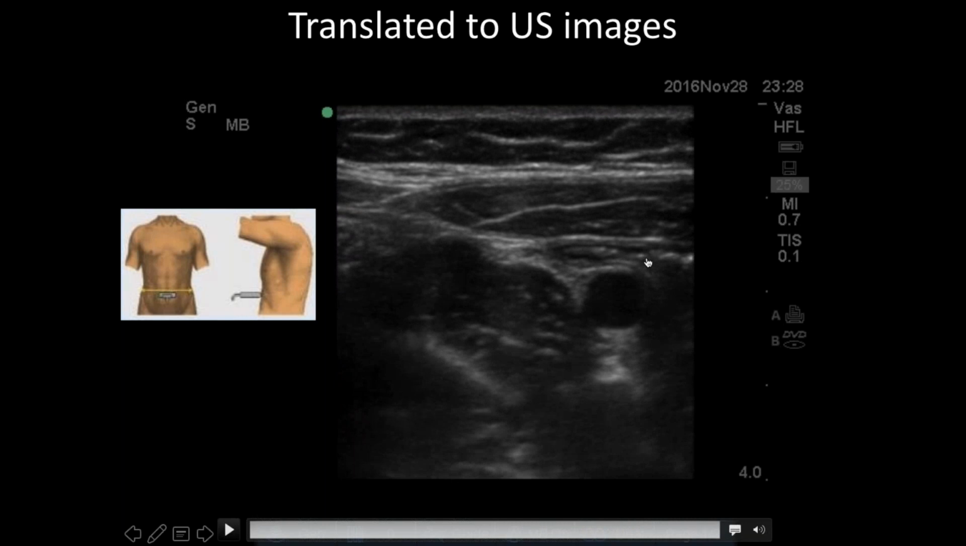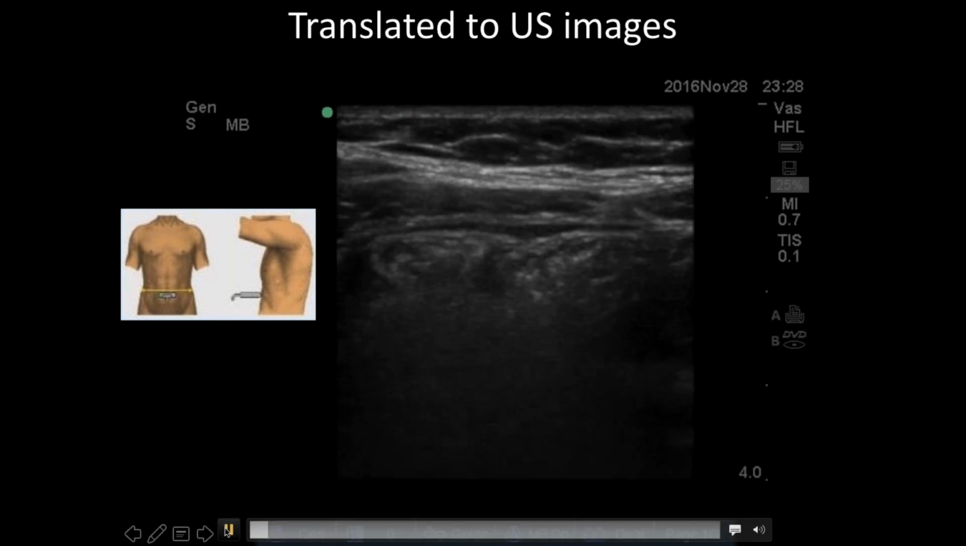This is not the appendix. This is actually small bowel, and I'll show you why. I'm going to play this clip again. As you relax on the pressure, the caliber of this bowel is actually pretty big, and then as the transducer moves across it, it catches it and compresses it. So we're going to play that again.